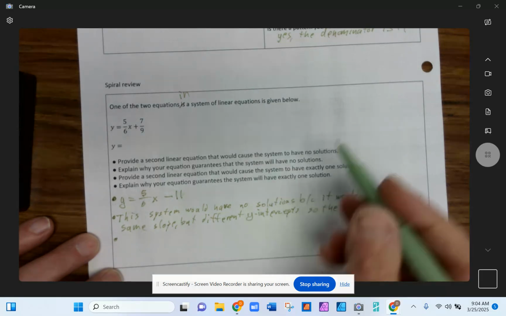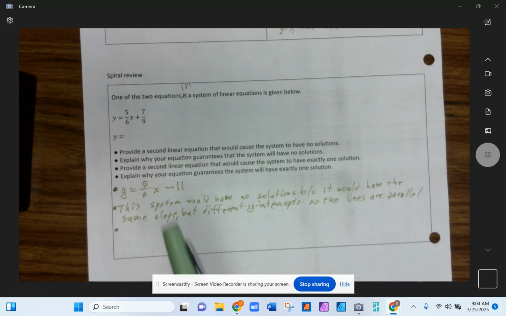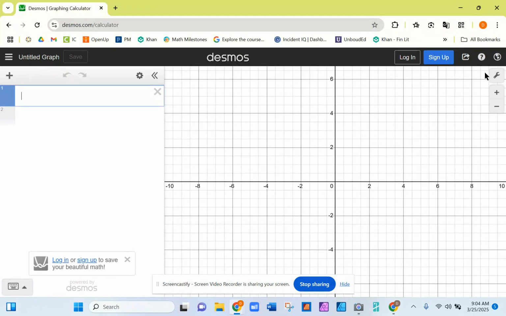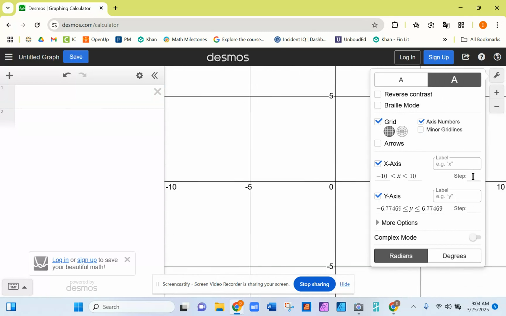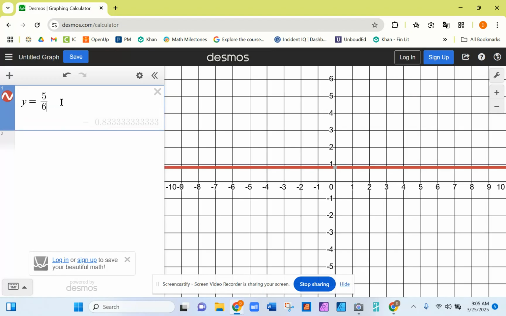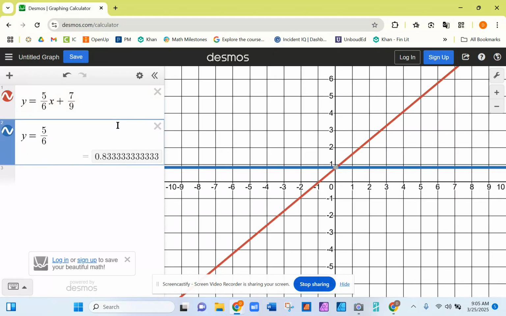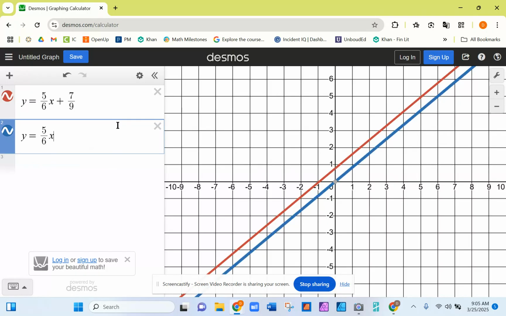Provide a second linear equation that would cause the system to have exactly one solution. So that would mean that the lines would cross once. Oh, you know what? Before we move on, I do want to show you what that looks like. Right? So if we take that first one, it's y equals 5/6 x plus 7/9. That's our line right there. And then if we do the second one, 5/6 x, and I said minus 11.